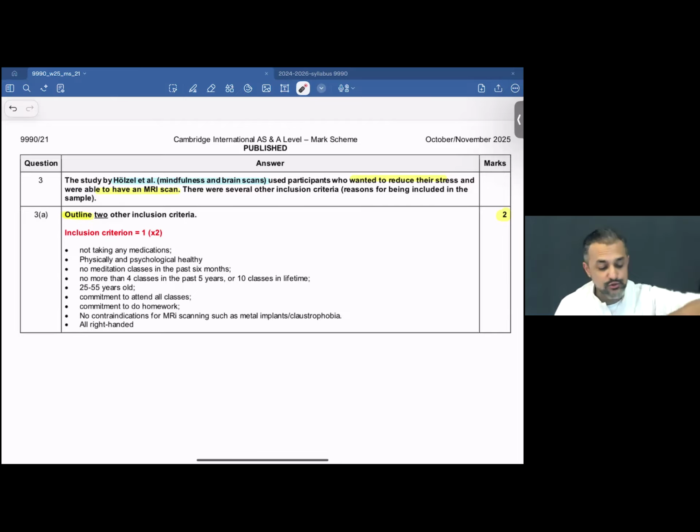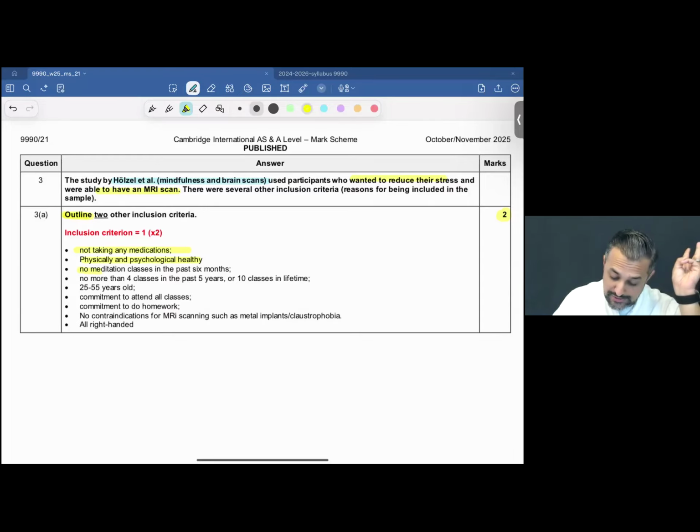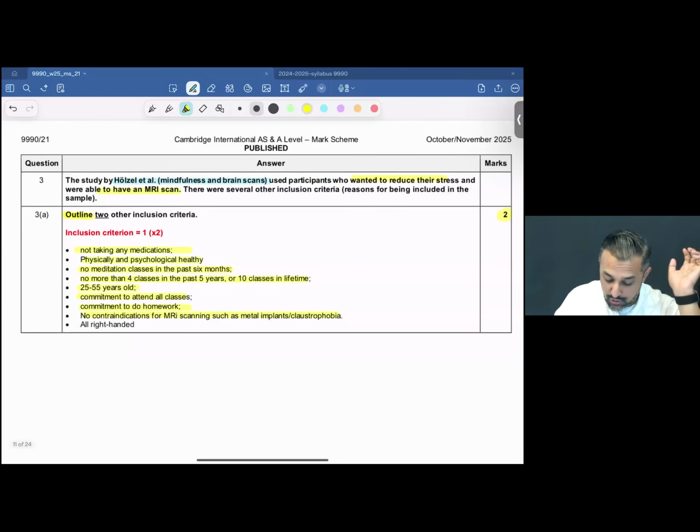So outline two other inclusion criteria. Not taking any medicines could be one. It was one of the criteria. They should not have any physical or psychological health issues. No meditation classes in the past 6 months. No more than 4 classes in the past 5 years, or 10 classes in lifetime. The age range from 25 to 55 years. Commitment to attend all classes. Commitment to do all homework. No contraindication for MRI scanning, such as metal implants, claustrophobia, and all were expected to be right-handed.